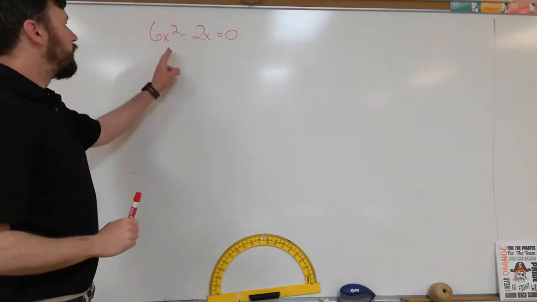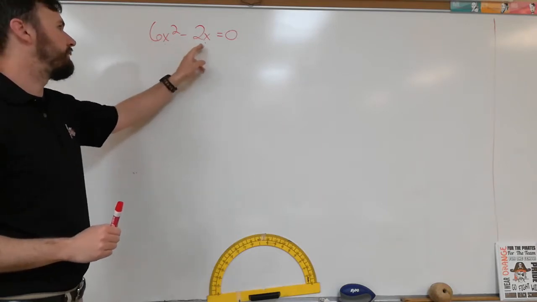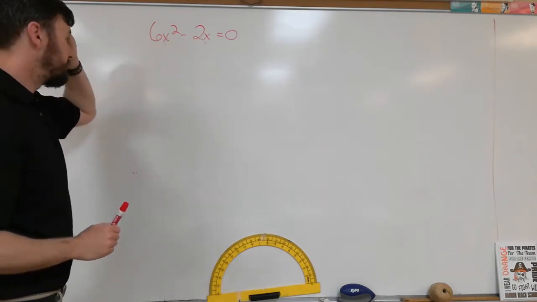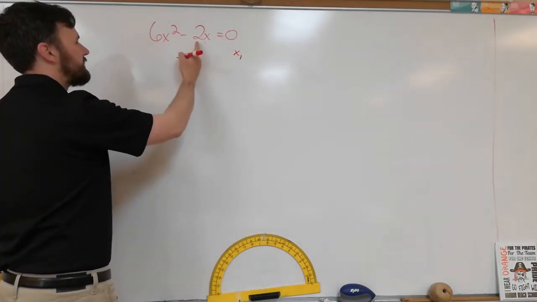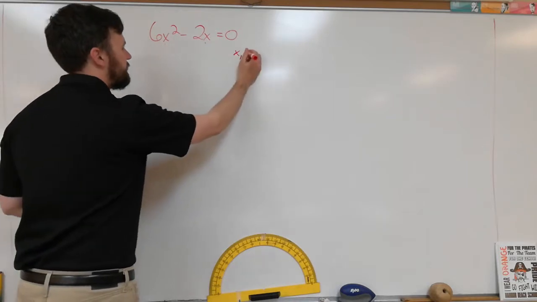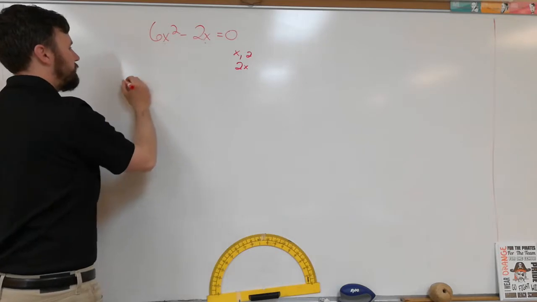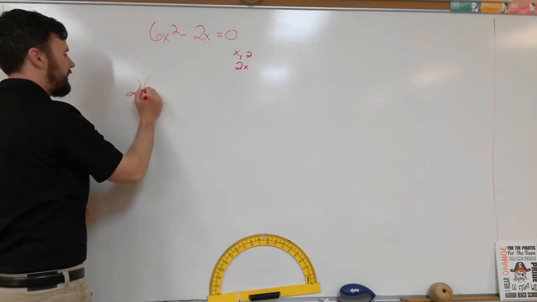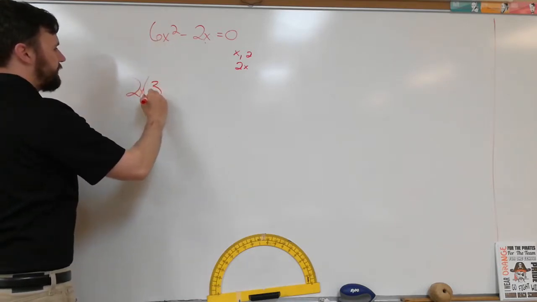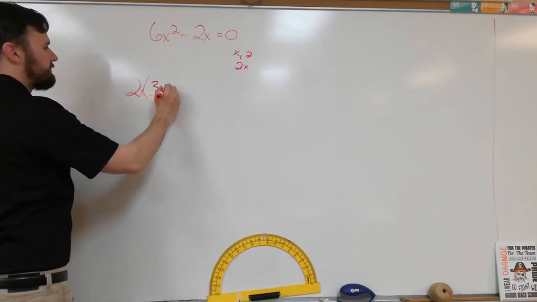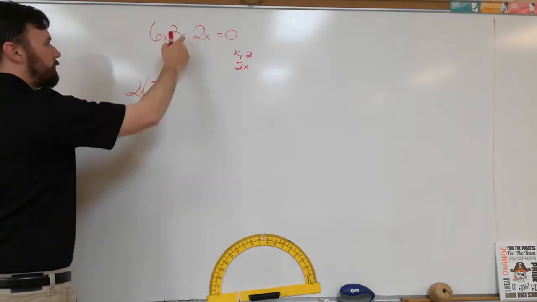What do both these have in common is what I'm going to ask. They both have an x in common, and they both have a... What can you divide 6 and 2 by? 6 by 2. Yeah. So what can I pull out? 2x. So I'm going to pull out a 2x. What's 6 divided by 2? 3. What's x squared divided by x? x. What's 2x divided by 2x? 1, but that negative stays.